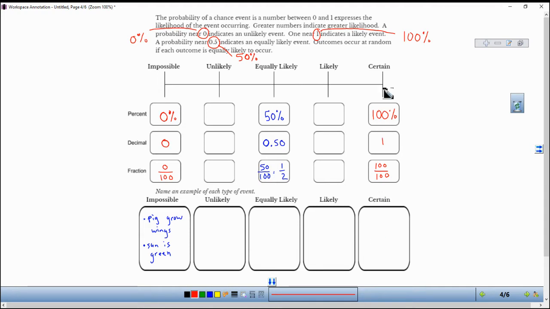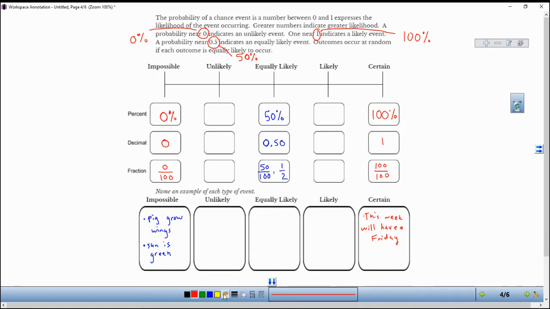Okay, something is certain. We're going to go to the other end. Something is certain. It's definitely going to happen. So something that's certain is this week we'll have a Friday. This week is definitely going to have a Friday. It's certain to happen. There it goes. This week we'll have a Friday.